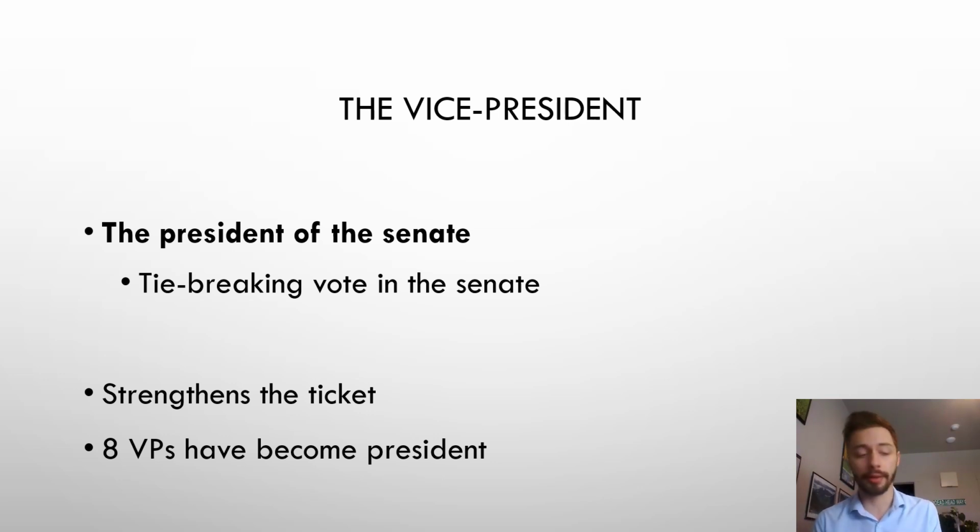We also see that this is oftentimes the roadmap, a stepping stone to getting to the presidency. In early American history, we remember George Washington's vice president became the second president, John Adams. John Adams' vice president became the third president, Thomas Jefferson. And this progression has continued 8 times throughout American history and will likely be repeated again.